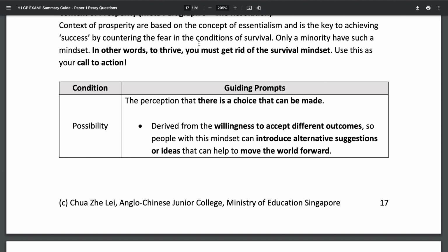Alternatives that can cause dispute, alternatives that can make people think deeper, further, and in the end, I can move the world forward. It is not something that's a lost cause. There is a choice.